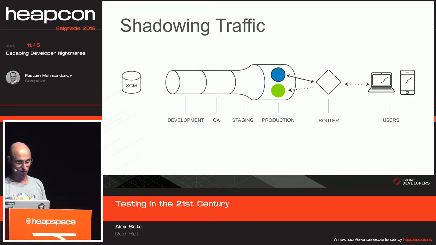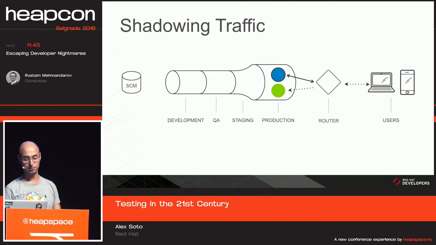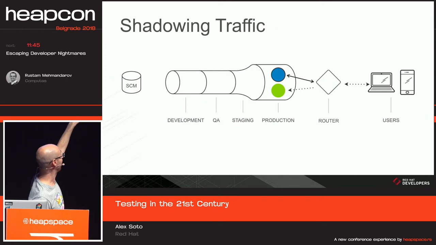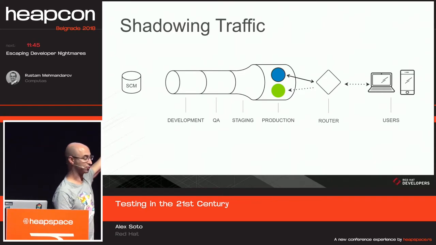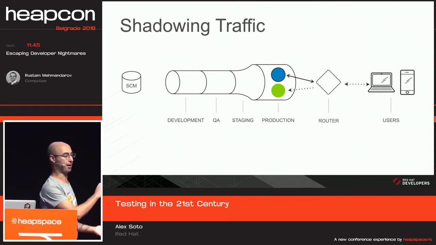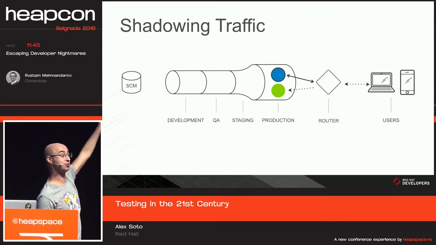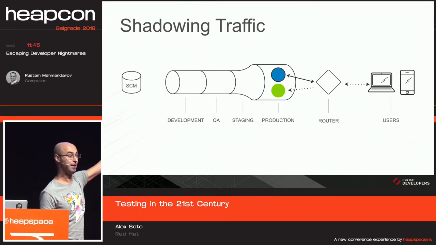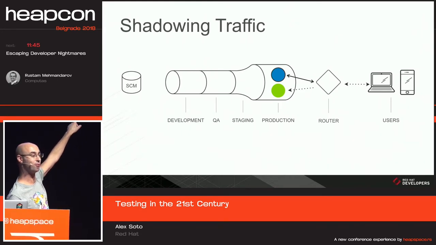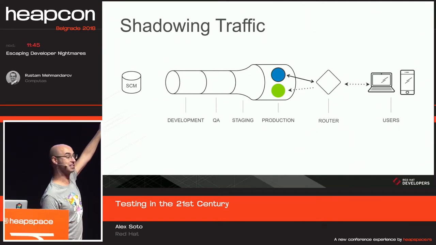There is another one, which is called shadowing traffic. I have my service V1, which is the blue one, and then I have the new version, V2, which is the green. Now when I get a request from my users, I mirror the traffic. The request is sent to service V1, and notice that there is a double arrow, which means the response comes back from service V1. Service V1 sends a response, and this response is sent to the user. But the same request is also sent to V2. V2 does not respond. It's a fire and forget request.